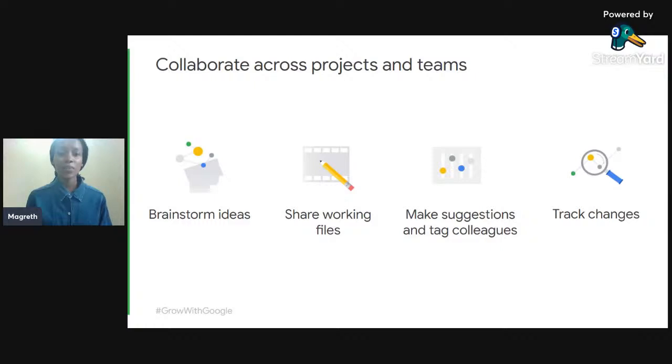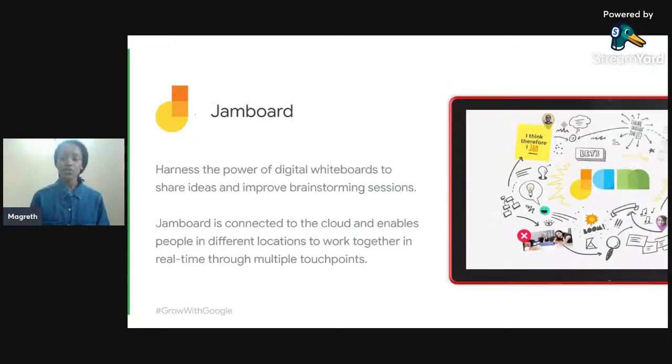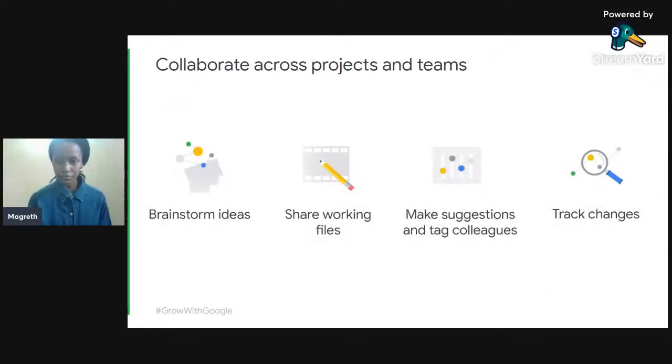So collaboration, let's say collaborates across platforms and teams. We have four ways we can collaborate across projects and teams. First is brainstorm ideas, second is share working files, third is make suggestions and tag colleagues, and fourth is track changes. These are the four agendas I want to go through, and I'm going to take you through each and every one of them. So let's look at brainstorm ideas.